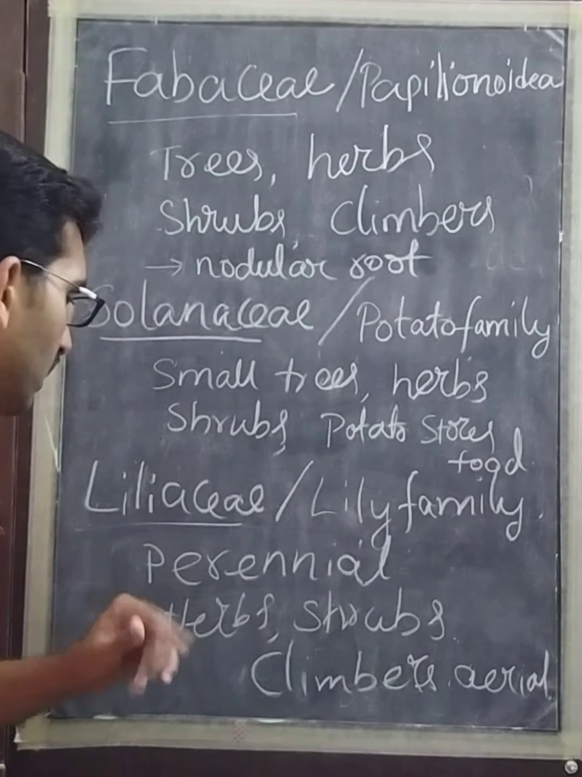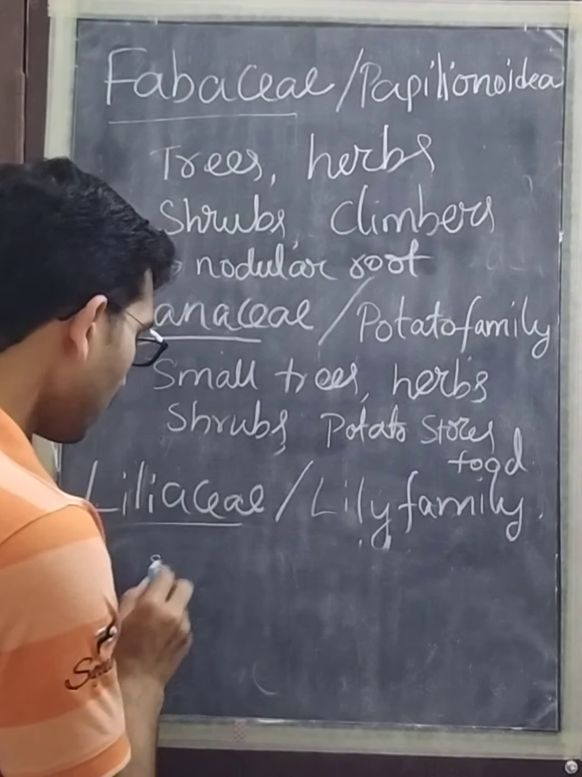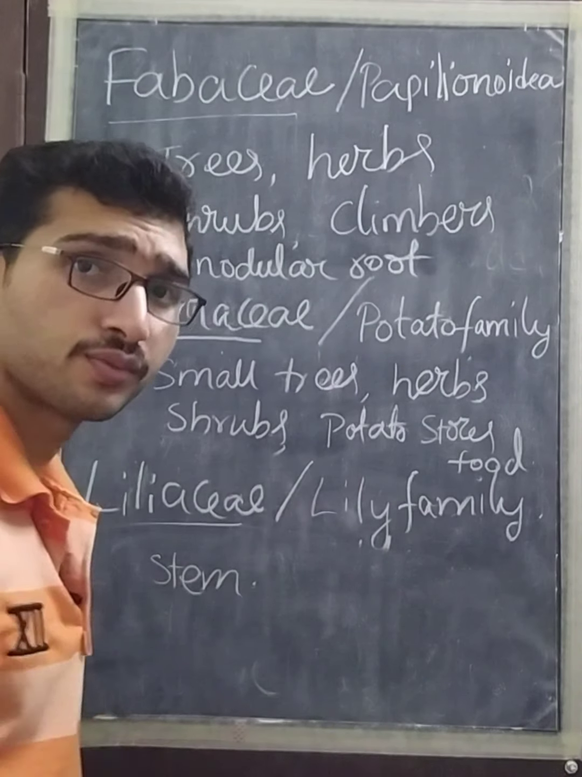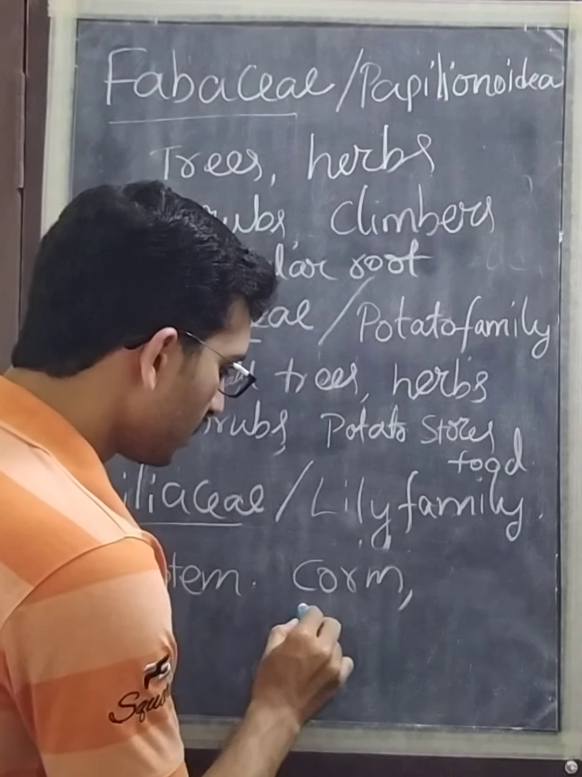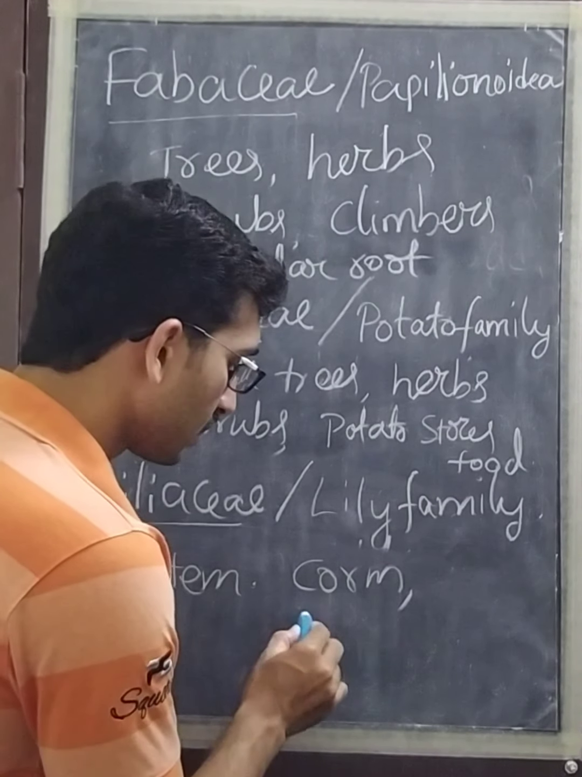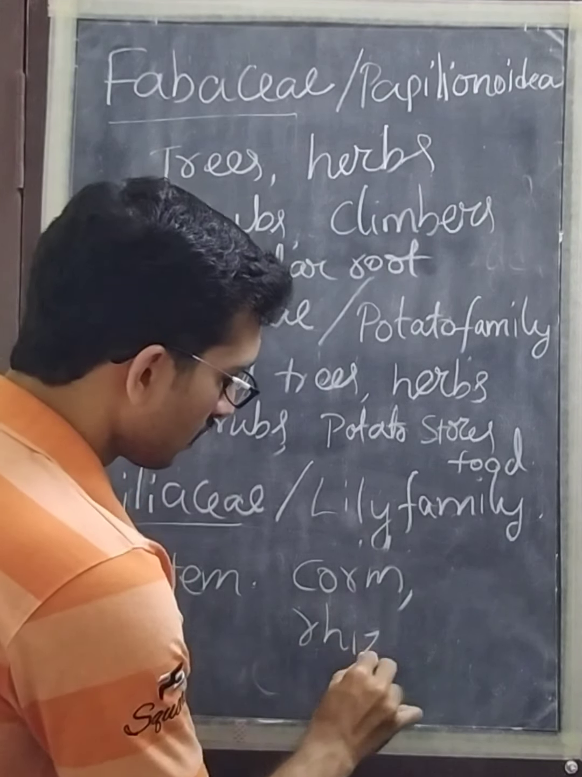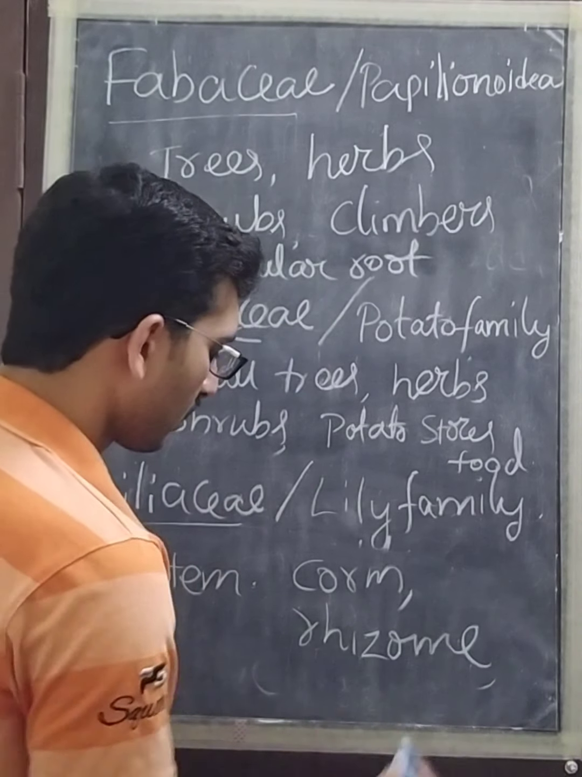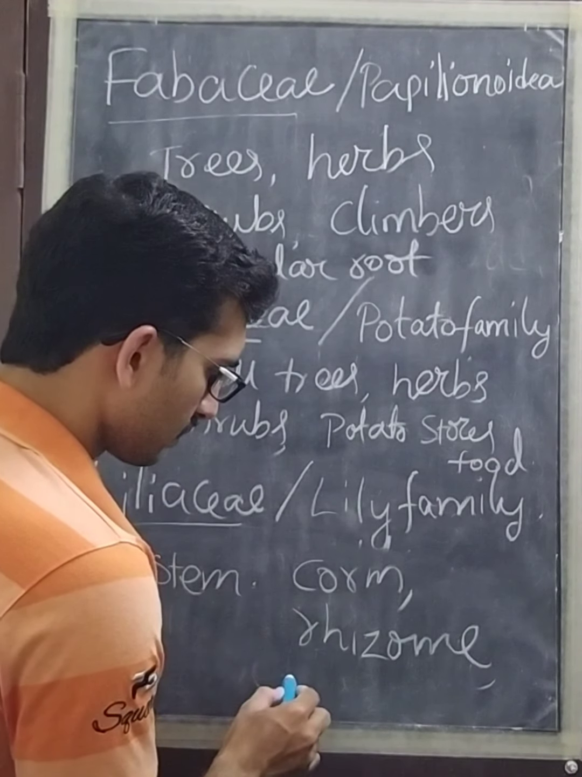When it comes to the Liliaceae family, the roots are fibrous in nature, but there is a stem which stores the food material, especially corm and ginger. Ginger will have the rhizome, as well as corm. These are the stem varieties we can observe in the Liliaceae family.